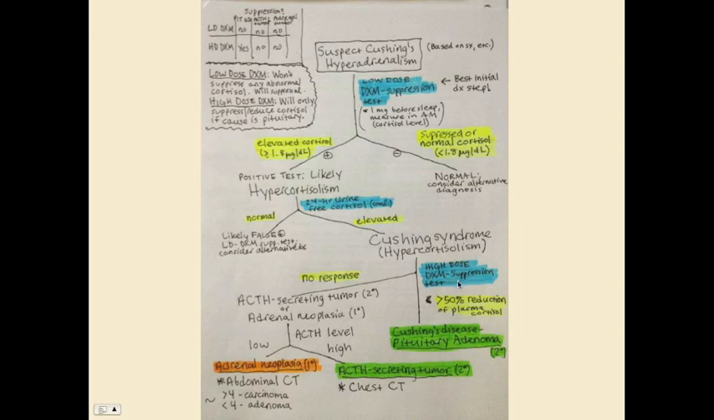If you don't have a response, then you know that it's either an ACTH-secreting tumor or an adrenal neoplasia. ACTH-secreting tumors secrete ACTH, which stimulates the production of cortisol. So that's secondary. Adrenal neoplasias directly secrete cortisol. So if you have no response to the high-dose dexamethasone, you know it's either ACTH secreting or adrenal neoplasia, then you just get the ACTH level. In patients with an ACTH-secreting tumor, then you know they've got a high ACTH level.